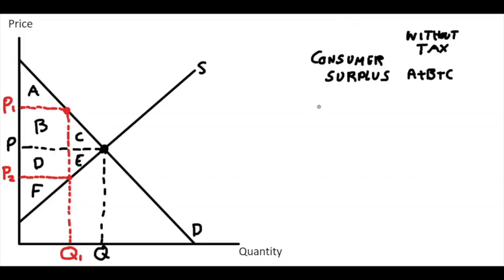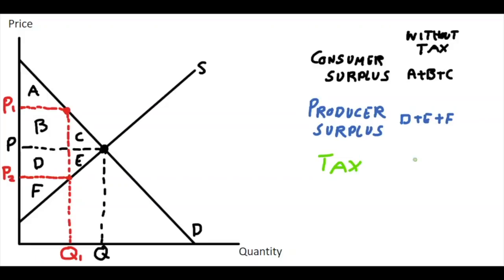The other concept we have to look at is called producer surplus. Producer surplus is the area below the price line, below our original price line here, and above the supply curve. We have this indicated with letters now. So without the tax, we have a producer surplus of D plus E plus area F. And finally, there is the tax effect, but we know that without a tax, the tax effect is none in our starting point case. So we have no tax effect.